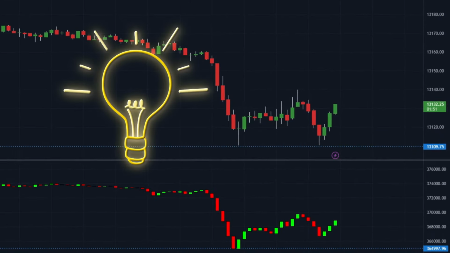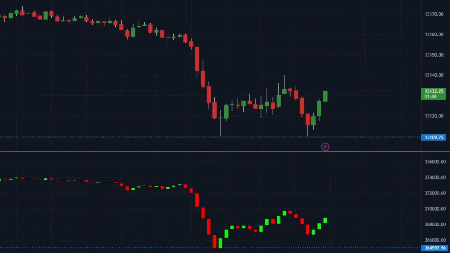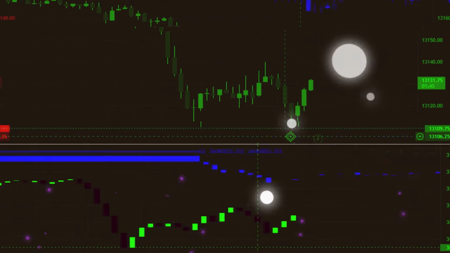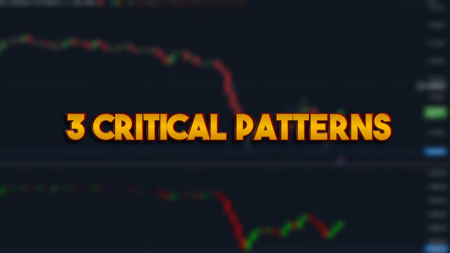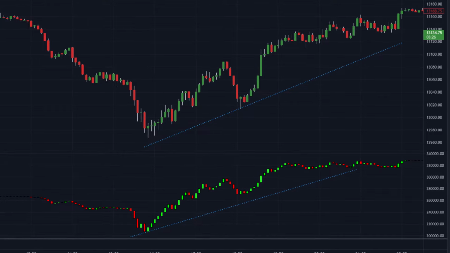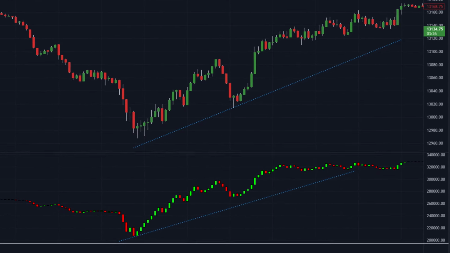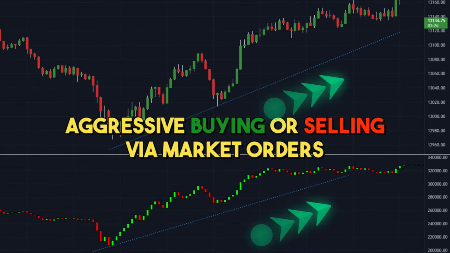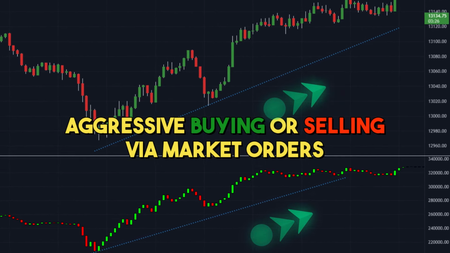Now that you have a grasp of what the cumulative delta is and how it is computed, let's delve into the top techniques for utilizing it, in order to look for these patterns. There are 3 critical patterns that emerge here, with 2 of them being the most vital in my playbook. When the price moves in tandem with the cumulative delta in the same direction, this indicates aggressive buying or selling, which is indicative of a strong trend or a healthy market.